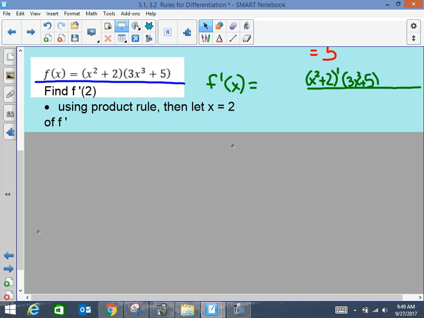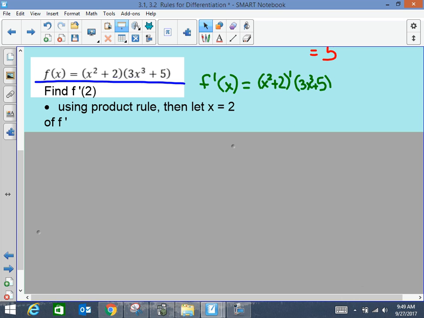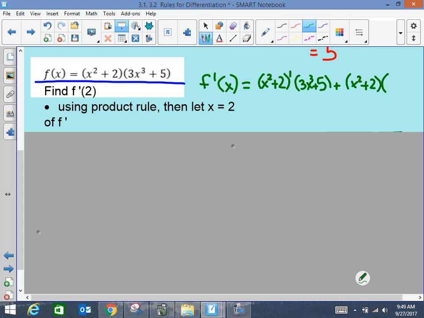Plus x squared plus 2 times 3x to the third plus 5. Okay, very good. All right, that's the rule. If at some point you want to skip that step and go right into this stuff, you are welcome to, if you can keep track of it, and most of you will soon be doing that.